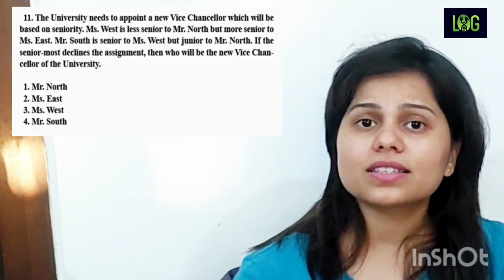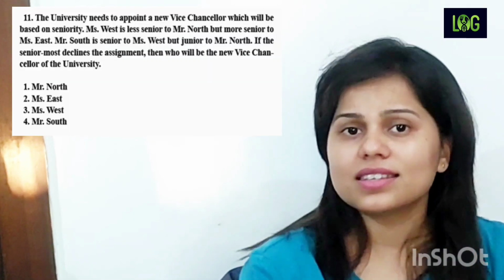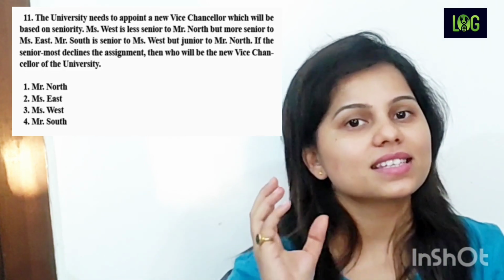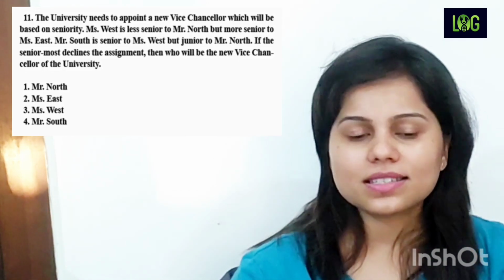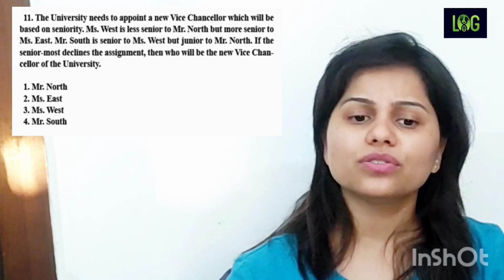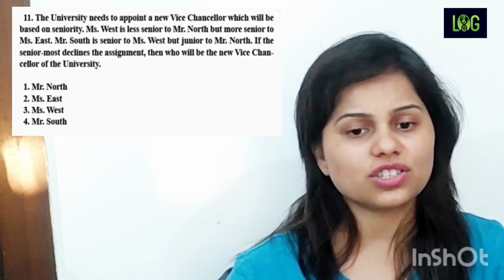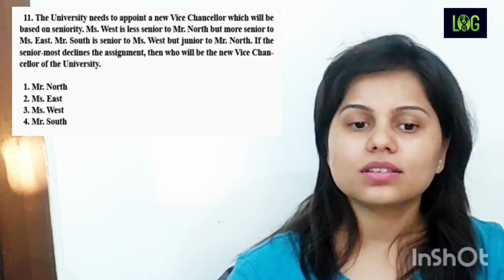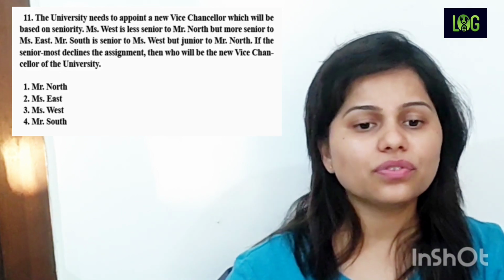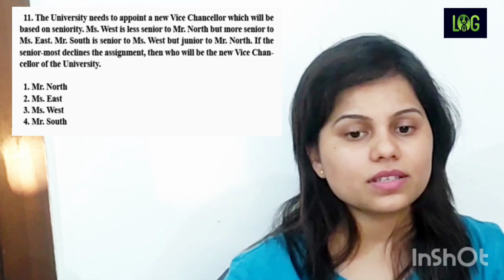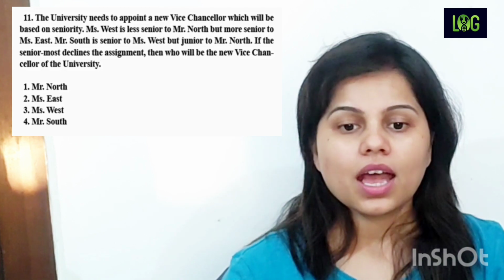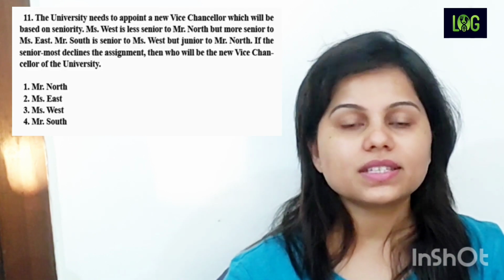For example, the first very easy question that I found in section A of the June 2018 paper is this one, where the question itself is talking about the answer. You just have to analyze the statements. The statement says that the university needs to appoint a new vice chancellor, which will be based on seniority. Miss West is less senior to Mr. North but more senior to Miss East.